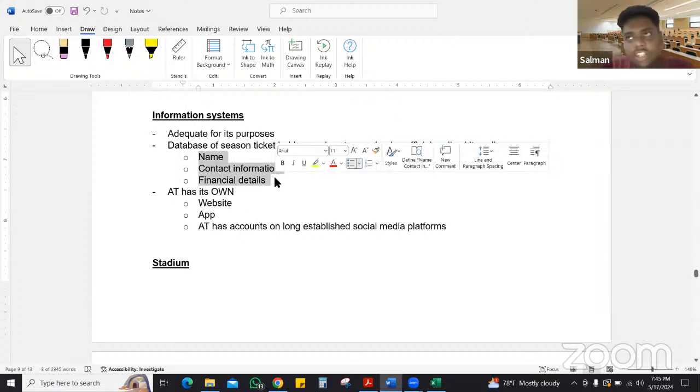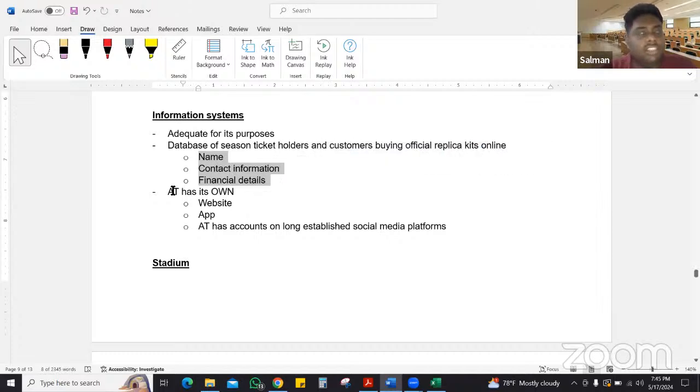They have stated financial details, but we do not know what's relevant. What financial detail do we have? Is it their wealth? Is it the bank account? Is it the occupation? They have not provided what financial detail, but in general financial detail. So we'll have to go with the information they have given.